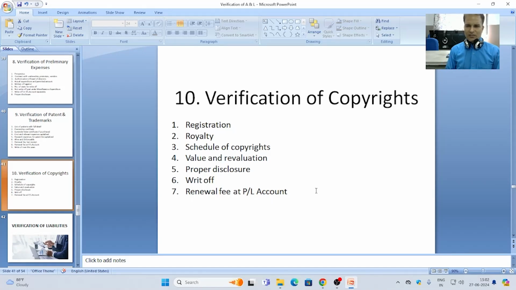The next asset is copyrights. For the verification of copyright, first the auditor has to check the registration of copyright by the registration letter or registration certificate. Regarding the royalty of copyright, it is also advisable that the proper recording of royalty in the books of accounts be checked or verified by the auditor.